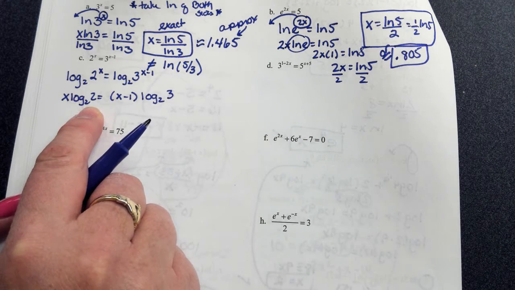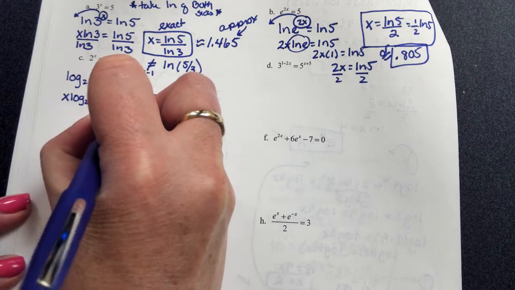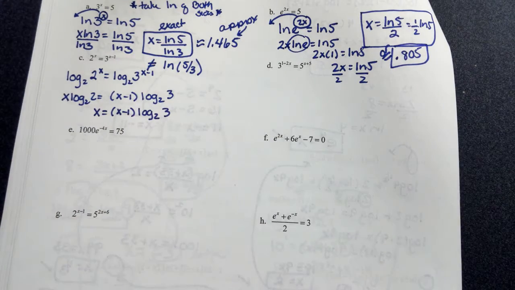Kind of like what we just did with natural log. Log base 2 of 2 is going to be equal to what? 1. So I have x is equal to the quantity of x minus 1 times log base 2 of 3. Remember, log base 2 of 3 is just a number. It's an ugly number. It's a decimal, but it's a number. So we have a number multiplied by the quantity of x minus 1.